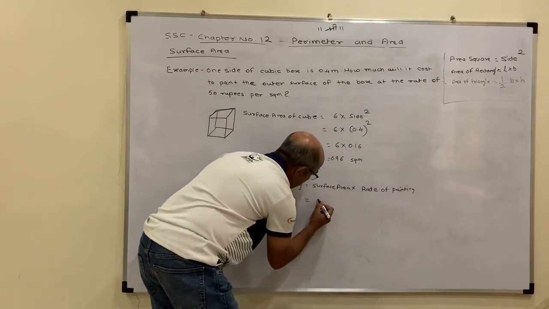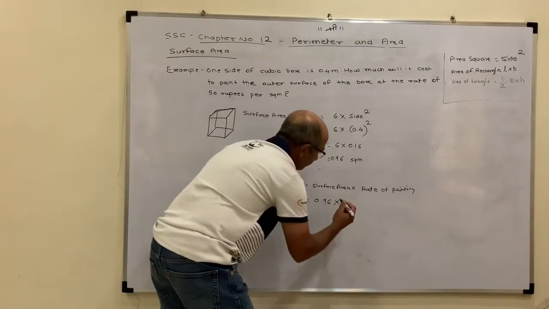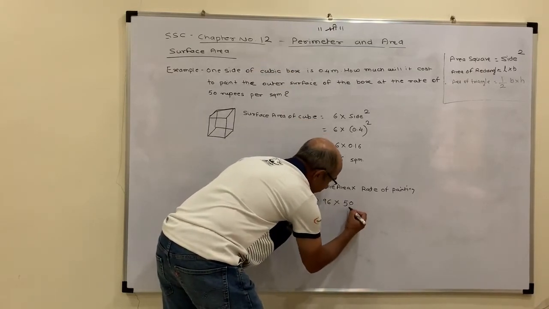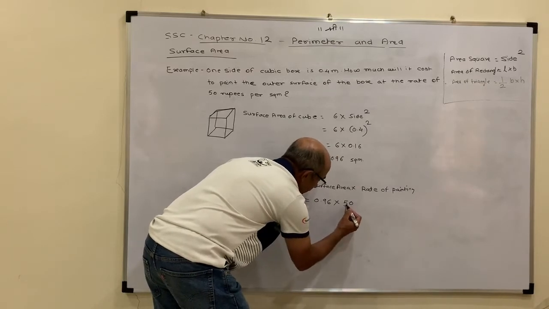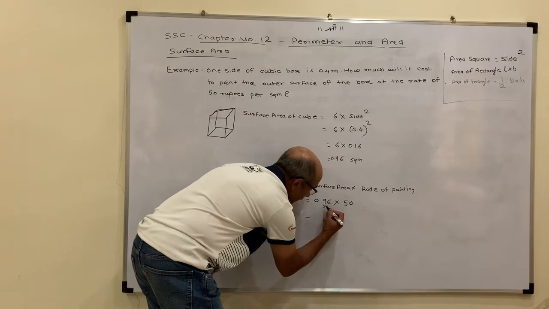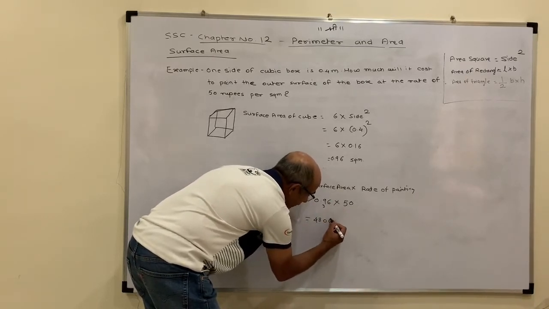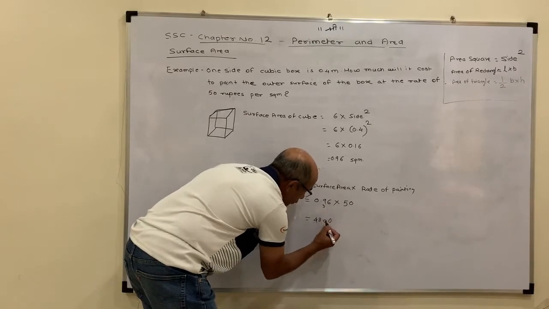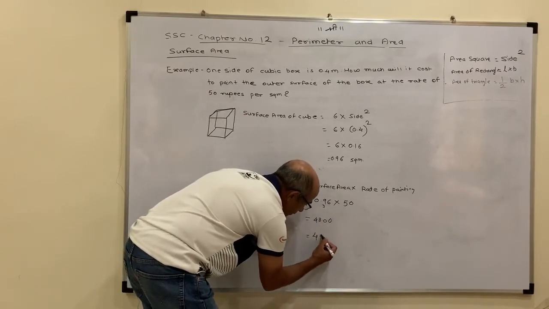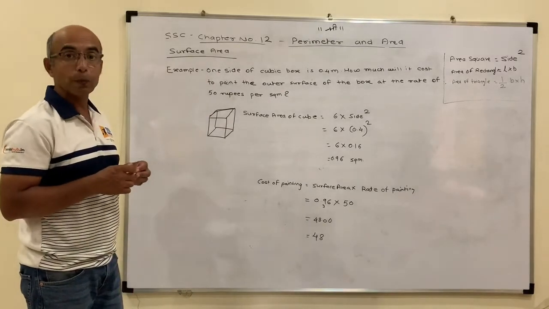So surface area is 0.96. Rate of painting is 50 rupees. So 0.96 into 50. 5 6s are 30, 5 9s are 45 plus 3 is 48, and then 0. So the cost of painting will be 48 rupees.